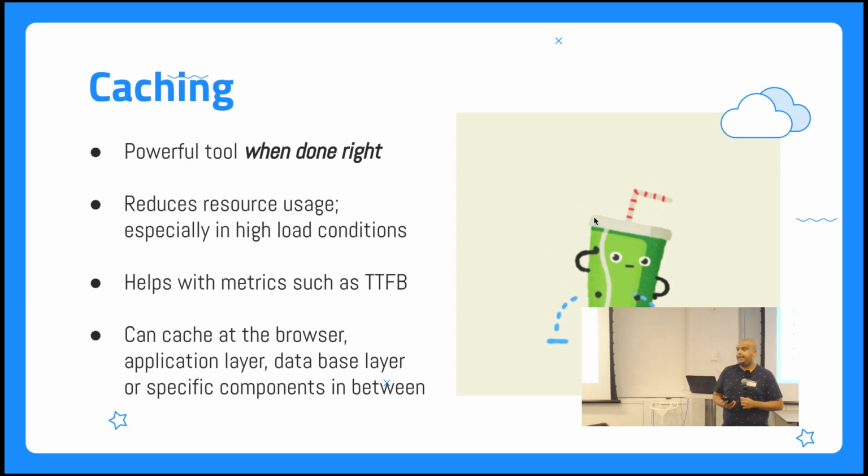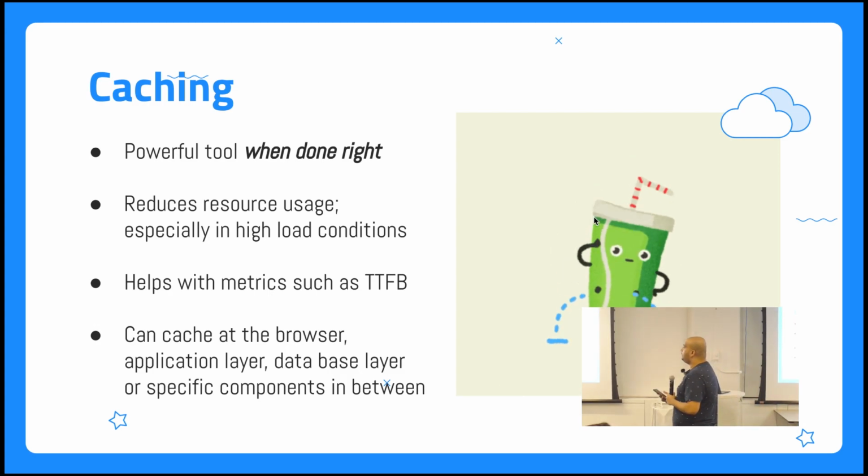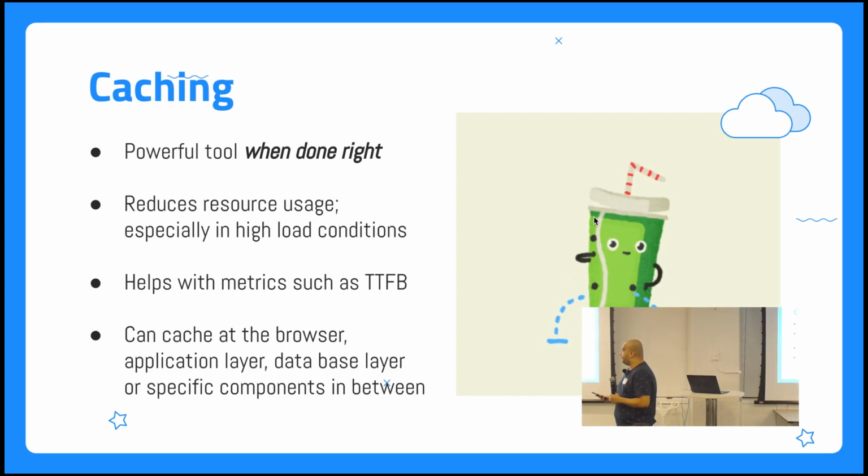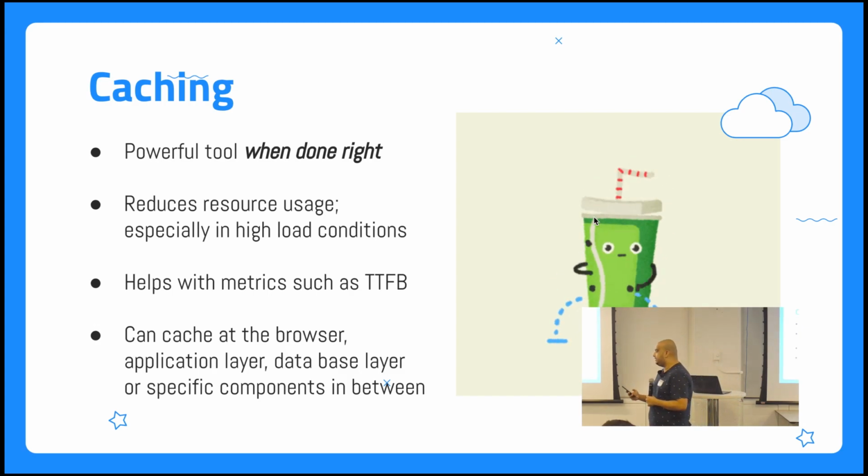So why would you cache? Well, it reduces resource usage, especially in high load conditions. It helps reduce some server costs if you're a part of the DevOps team or related to the budget side of things. It helps with metrics such as TTFB. And you can do caching at many layers: at the browser, application, database, specific components, even in code layers in some cases.